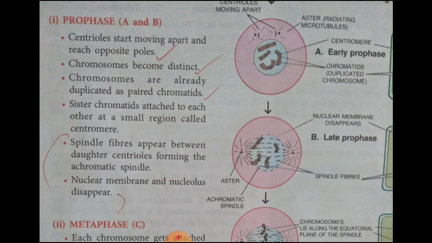First point, centrioles start moving apart and reach opposite poles. Second point, chromosomes become distinct. Point third, chromosomes are already duplicated as paired chromatids. Fourth, sister chromatids are attached to each other at a small region called centromere. Point 5, spindle fibers appear between daughter centrioles forming the achromatic spindle. Last point, nuclear membrane and nucleolus disappear. These are the changes that occur during prophase.